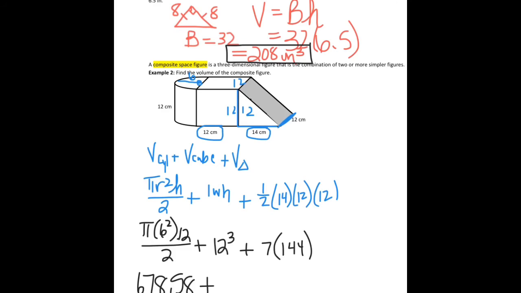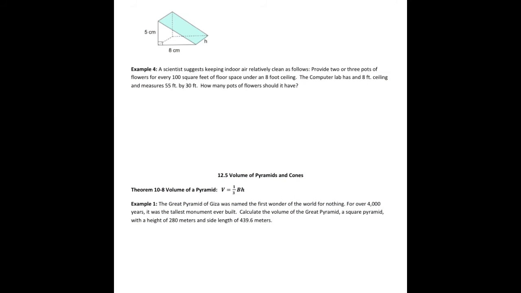plus 12 cubed, 1,728, plus 7 times 144, 1,008, for a grand total of about 3,414.6 if I were to round it to the nearest tenth, centimeters cubed. All right. So today's lesson is on the volume.